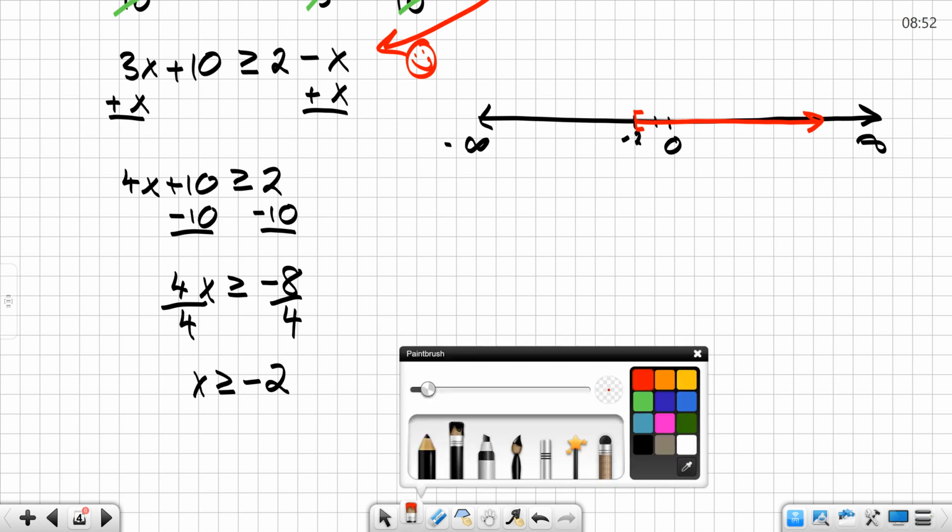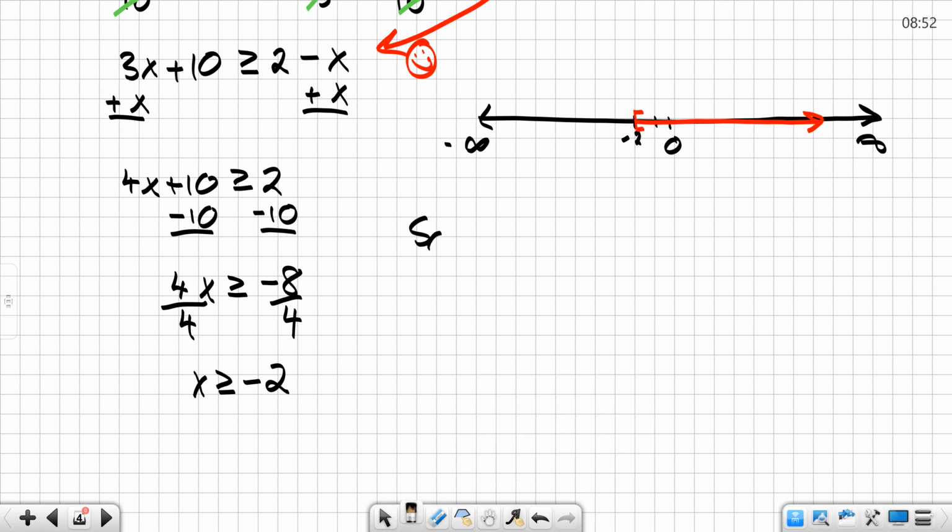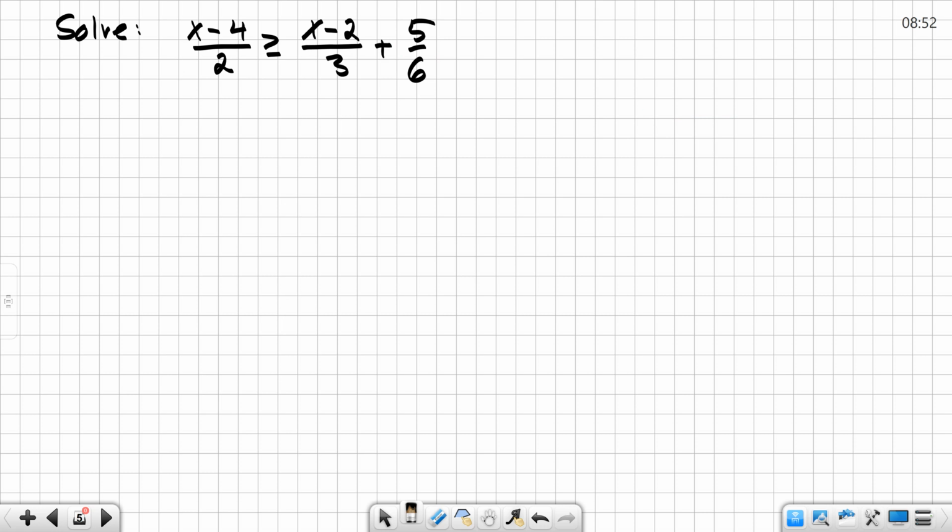Writing this now down as an interval, we will have our solution. The interval, I'm starting at negative 2 and I go to the right. That means infinity, round parentheses, I'm done. Let's do one last one. Solve x minus 4 divided by 2 is supposed to be greater than or equal to x minus 2 over 3 plus 5 over 6.